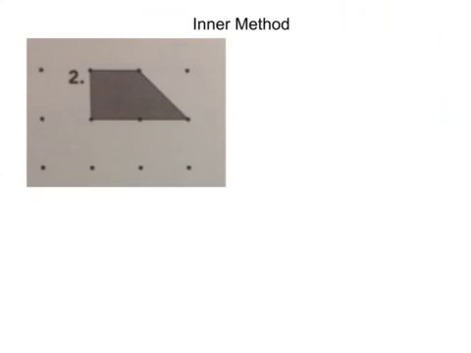Here's the inner method. I know that I'm going to use a combination of squares and triangles, so in my mind I break it up into two pieces, so now I can see that I have a square and a triangle. Then I label the appropriate sides, just like that. And now I can see that for my square, I'll do area equals length times width, and in this case it's area equals 1 times 1.